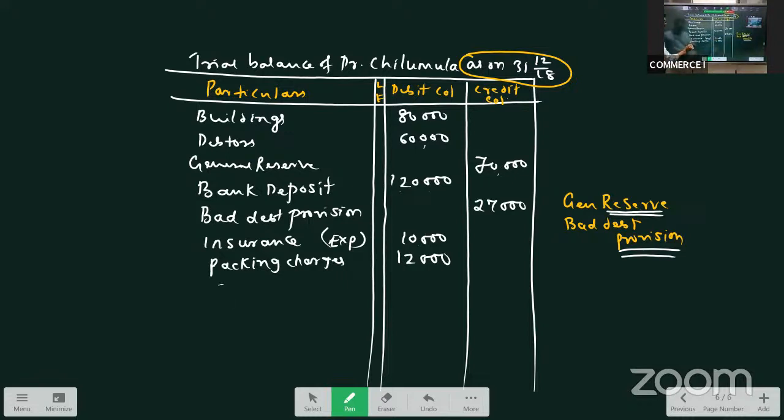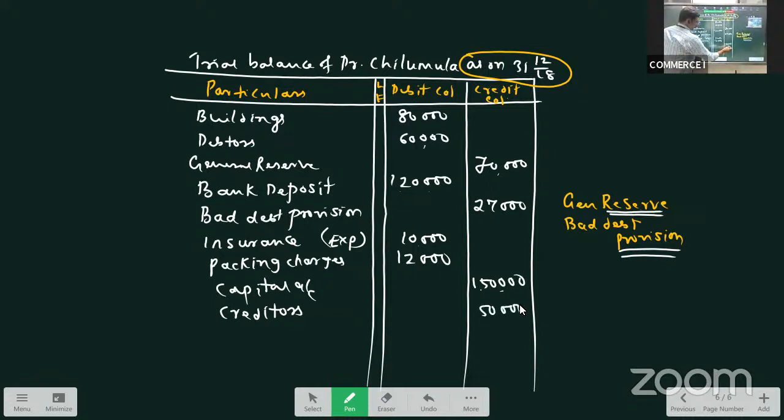Capital. Capital is owner's equity. Internal liability has to be placed in credit column. Creditors. Creditors are a liability. 60,000. And then we have bad debts.